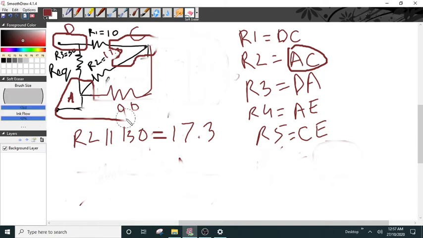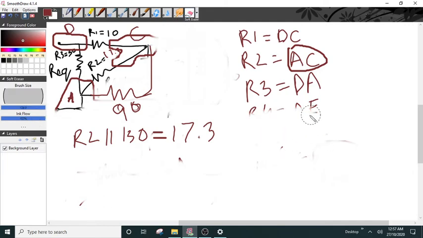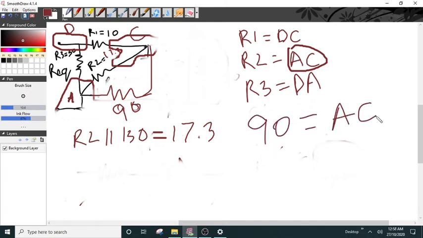Okay, so R4 and R5 are replaced with a 90 ohm resistor. I've just written, I just need to replace these two, because these two are no more, and we have just a 90 ohm resistor which is connected between A and C. Now I can see that this AC is common with this AC, so these two are in parallel, but they are no more a parallel combination. So I can solve these two to obtain a parallel result.